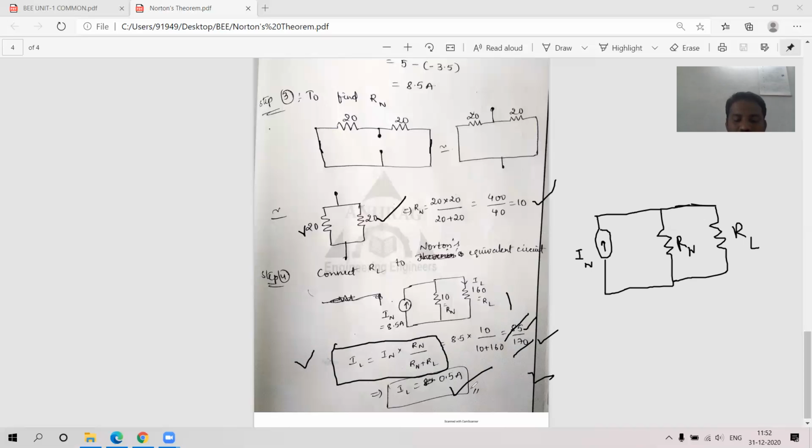For Thevenin's also we got the same answer, and for Norton's also we got the same answer. So any method we can implement for finding the response through a particular resistor.